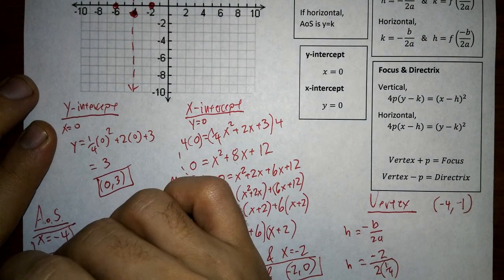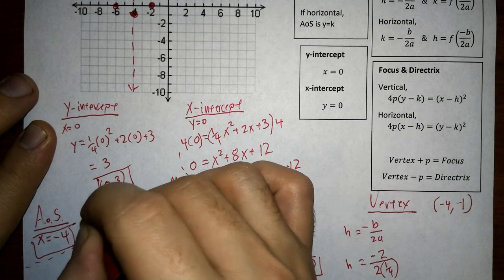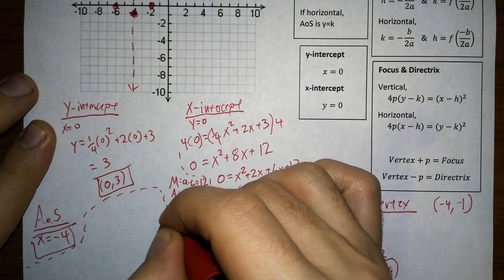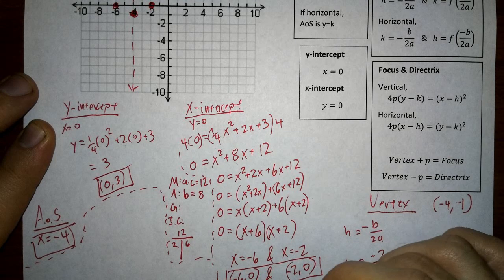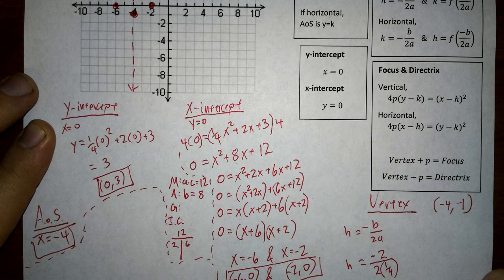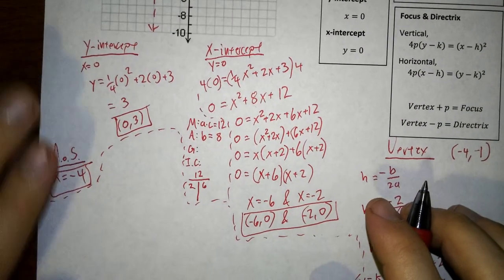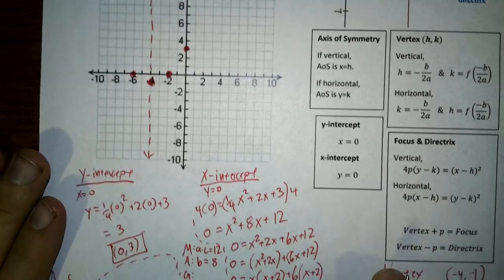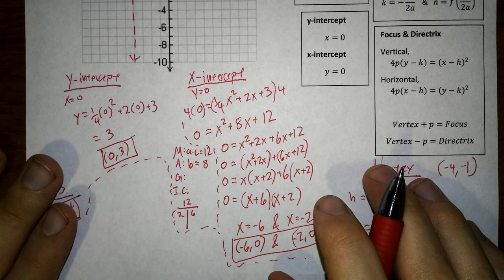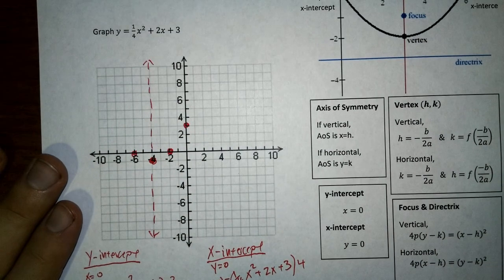So clearing some space down here, we want to go ahead and start to complete the square. And so realize completing the square is a skill in itself. If you're not sure of that, just take some time to research it. So we're going to be starting off with y equals 1/4 x squared plus 2x plus 3.